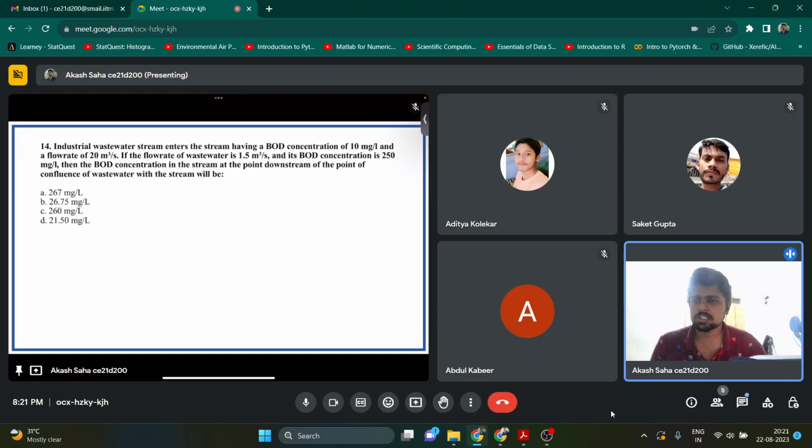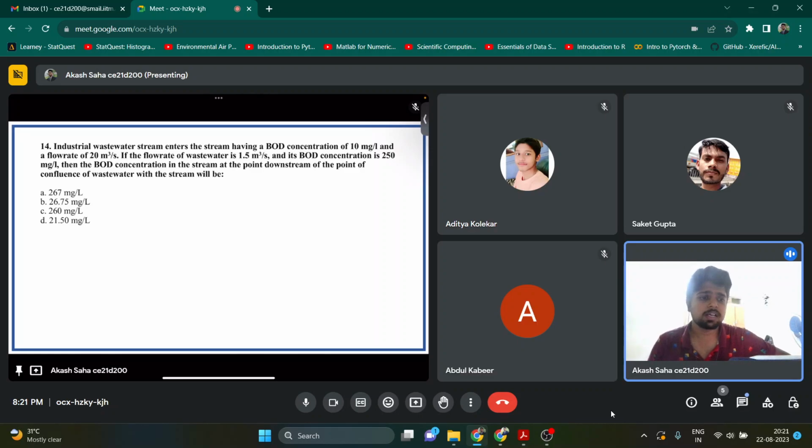Okay, so the next question is an important question. An industrial wastewater stream enters a stream having a BOD of 10 milligram per liter and flow rate of 20 meter cube per second. If the flow rate of wastewater is 1.5 meter cube per second and BOD concentration is 250 milligram per liter, what will be my BOD concentration at a point downstream after the point of confluence of the wastewater with the stream?